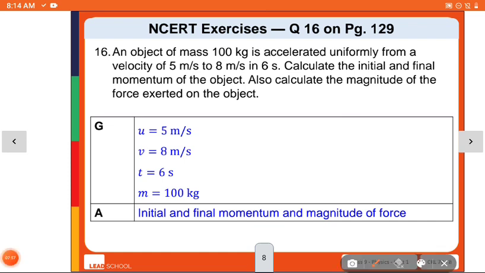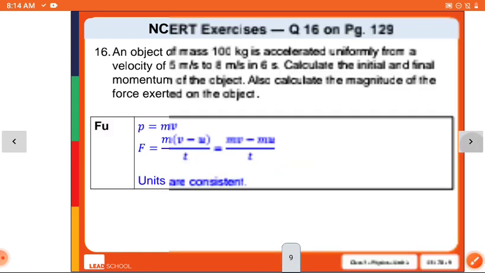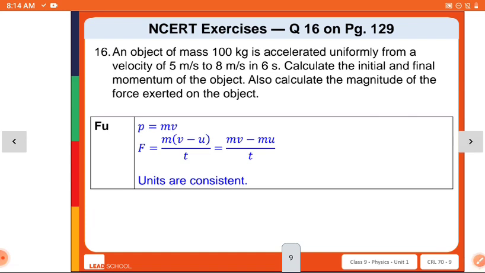So first of all we write the given. Initial velocity, the starting point, is 5 meter per second, final is 8 meter per second, and time is 6 seconds. Mass is 100 kg. So how do we calculate initial and final momentum? P is equal to mv, that is the formula for momentum, mass into velocity. So we calculate the momentum.